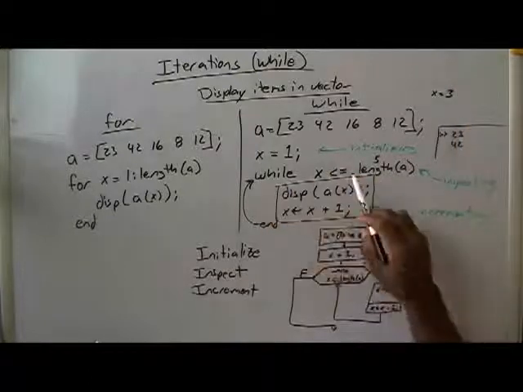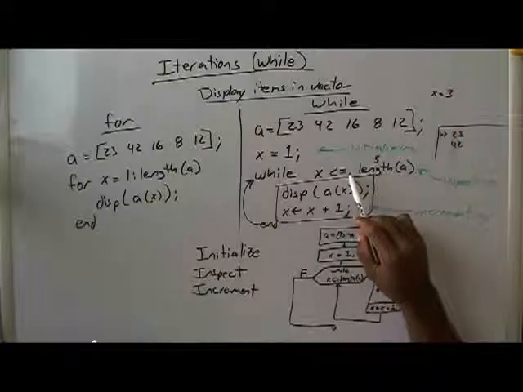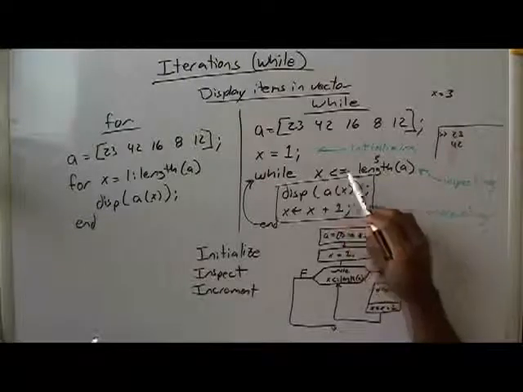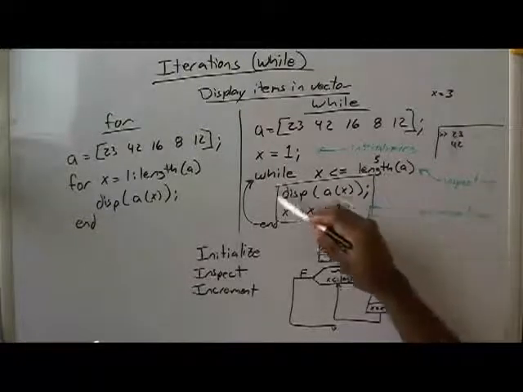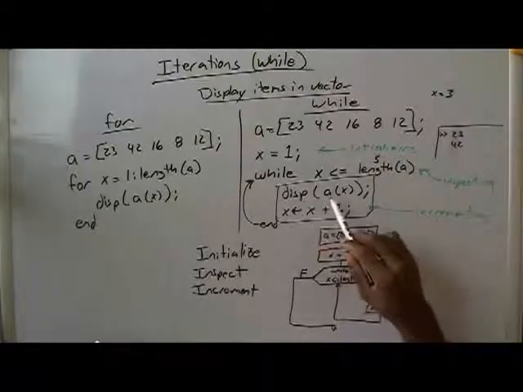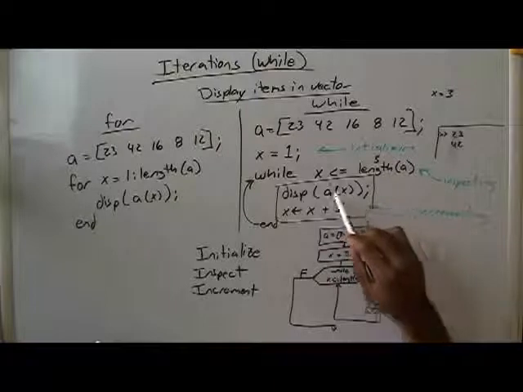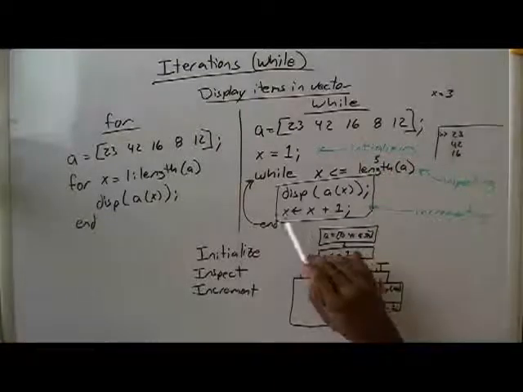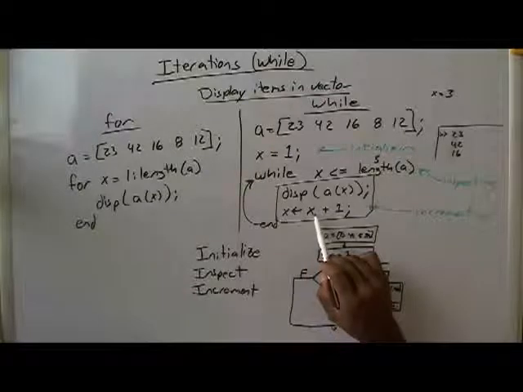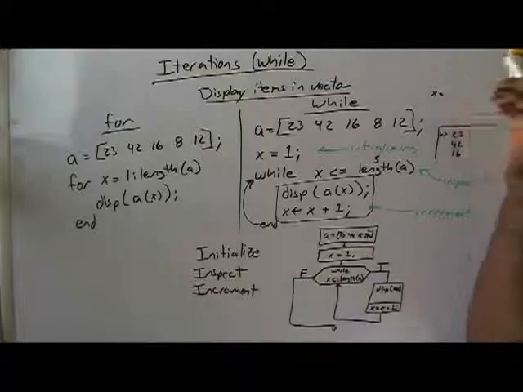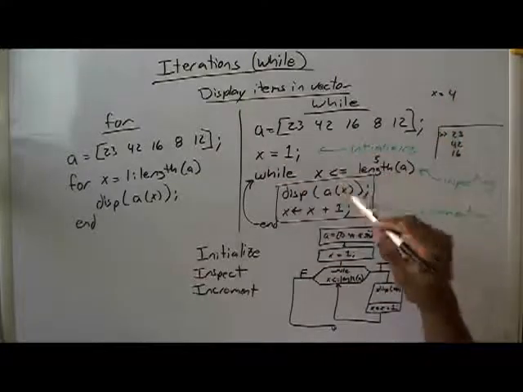Go back to the top, we check to make sure we haven't reached our terminating condition yet. And so now, is 3 less than or equal to 5? Yes, it is, so we still execute this code block here. We display a indexed at x, x is now 3, so a indexed at 3 is now 16. Now x gets the present value of x, which is 3, plus 1, so now the new value of x is 4. We go back up to the top of the loop.